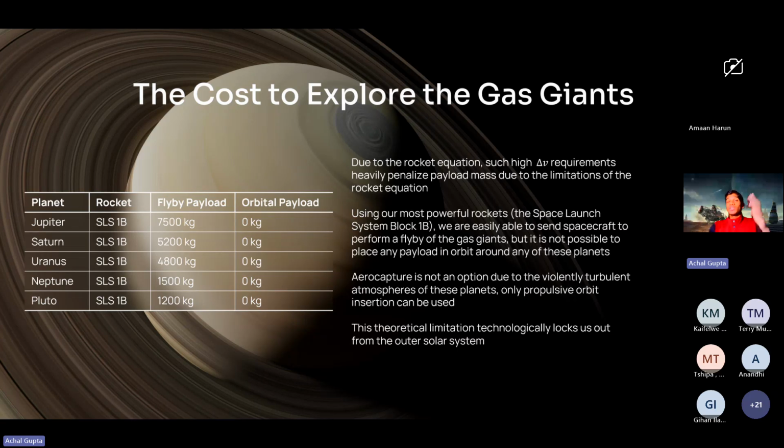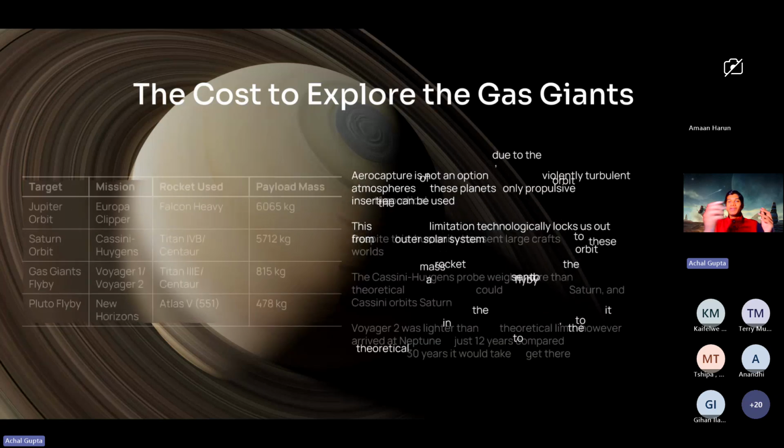an option. The other reason we can't use aerocapture to capture in orbit and save delta V is because these are gas giants. They have very violent, very turbulent atmospheres. In the case of Saturn, it has rings. So we don't want to damage our craft because its orbit was reduced too much and it's just stuck in the rings. So in theory, if we were to use the Hohmann transfer with our current technology, we're locked out of the outer solar system. But in reality, that's not true.